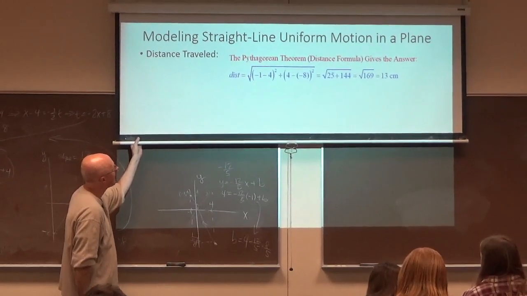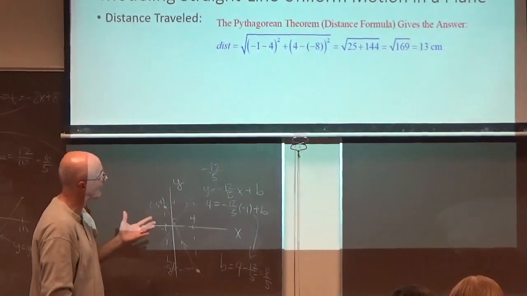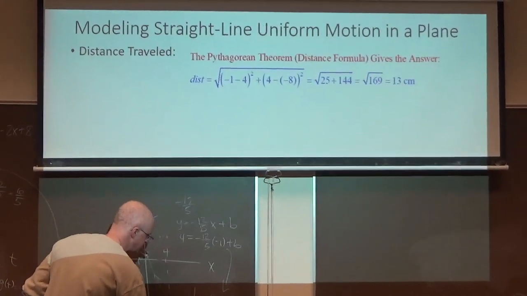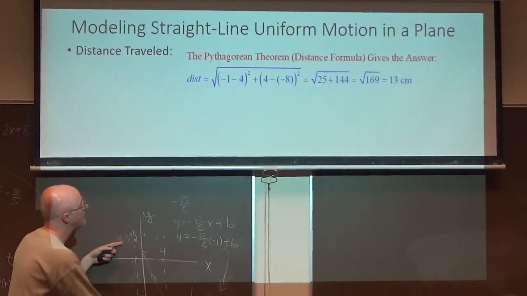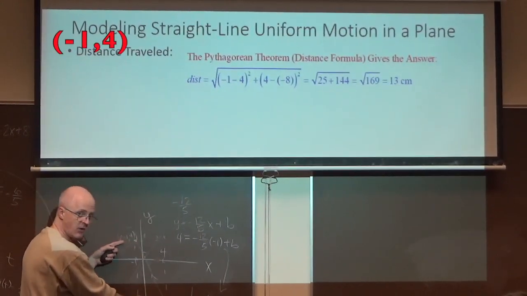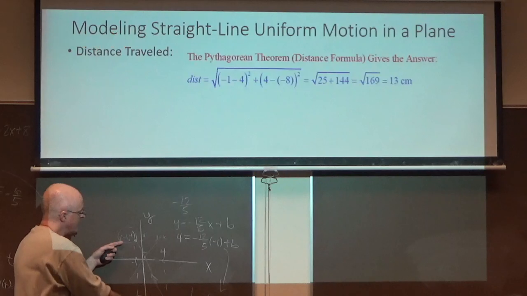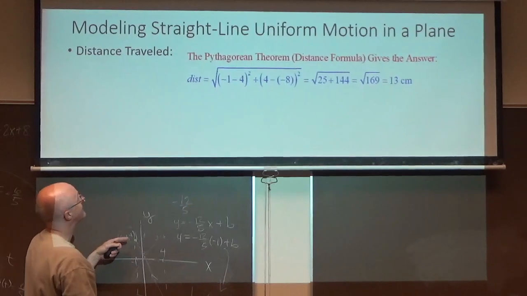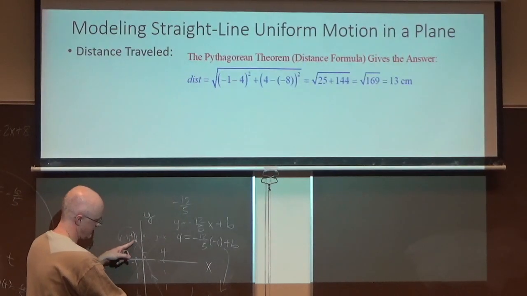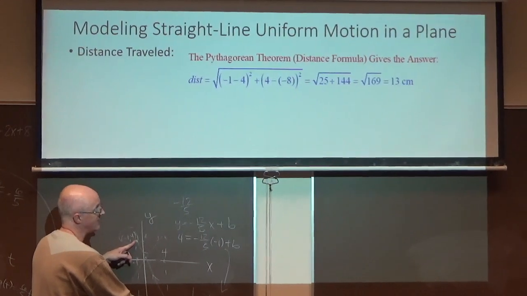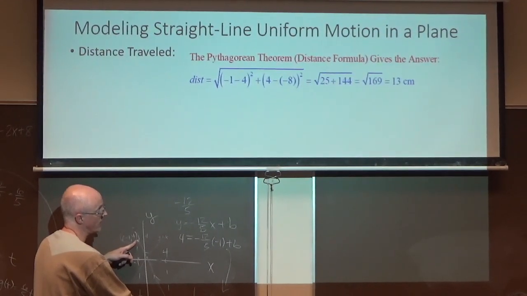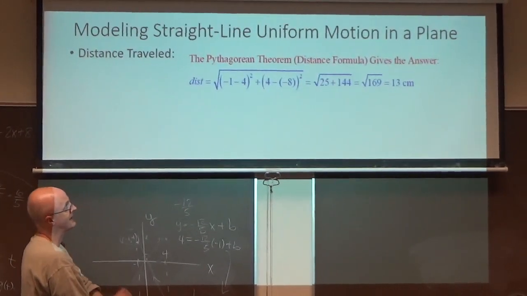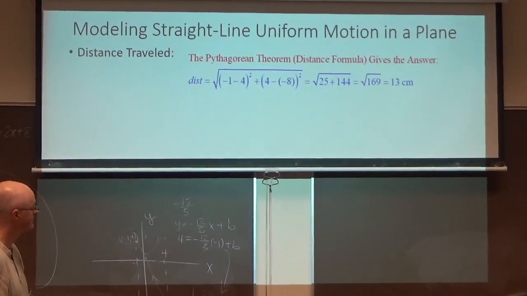What did I do there? I am taking the square root of a sum of squares. Coordinates of these points: this one's (4, -8), this one's (1, -4). The difference of the x coordinates, -1 minus 4, I'm squaring that. I could have also done 4 minus -1. Either way, it squares to 25. And then 4 minus -8, this coordinate minus that coordinate. I could have also done -8 minus 4. When you square it, either way, the answer is 144. 25 plus 144 is 169, and I purposely picked this to be a nice square root. 13 centimeters is the distance traveled.